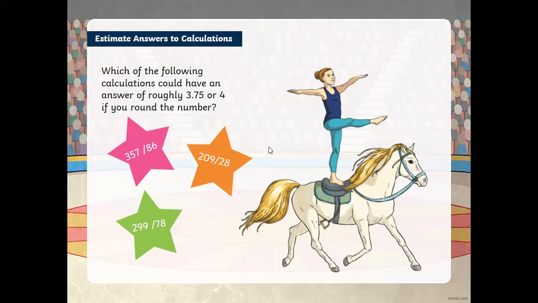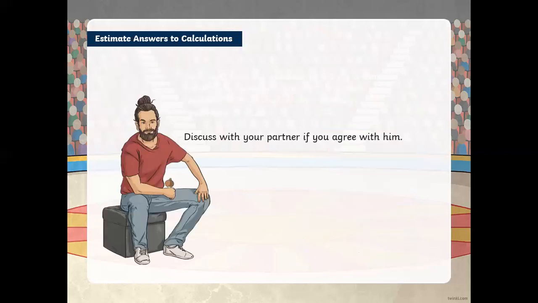Let's see. Abel said it is the green one. Let's see if the answer is correct. That's right. 3.75 or 4 is the answer of 299 divided by 78. Very good, Abel. Very good, everybody. Okay, let's see. Discuss with one partner or with me if you agree with him.